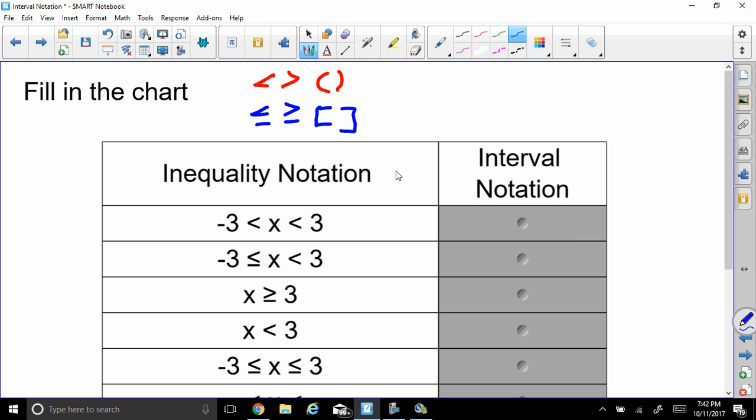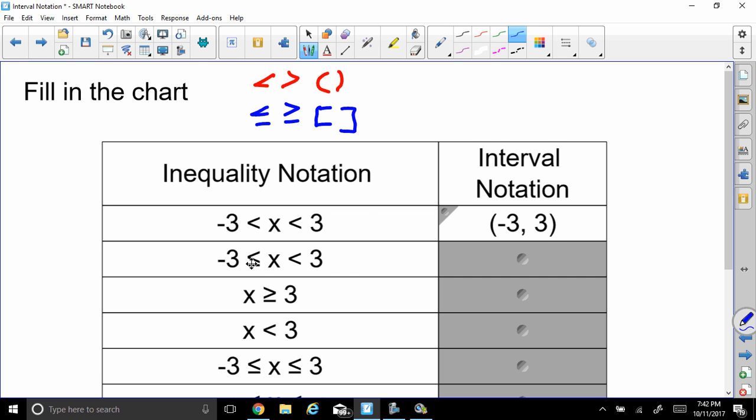So we have -3 first, and that's where it starts, and it ends at 3. So it's the less than symbol, so we're going to put parentheses around both of these, and this is what we should have. So if you said -3, comma, 3 in parentheses, you are correct.